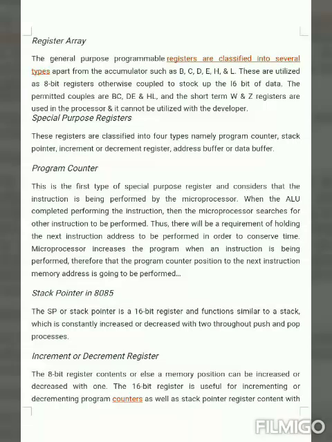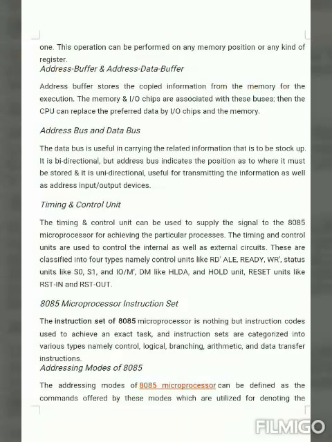Register array. The general purpose registers are classified into several types, such as B, C, D, E, H and L. These are 8-bit registers, otherwise coupled to store the 16-bit data. The permitted pairs are BC, DE and HL, and the temporary W and Z registers are used for internal processing, and they cannot be utilized by the developer. The special purpose registers are classified into 4 types, namely program counter, stack pointer, increment and decrement registers.